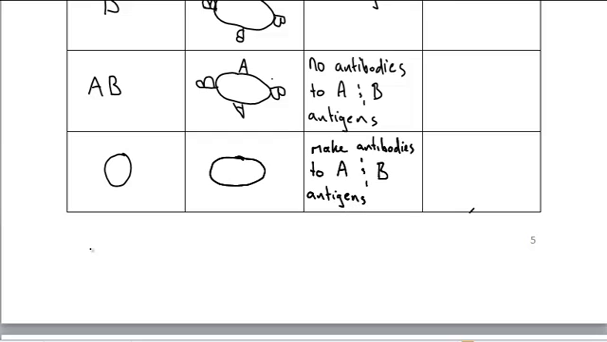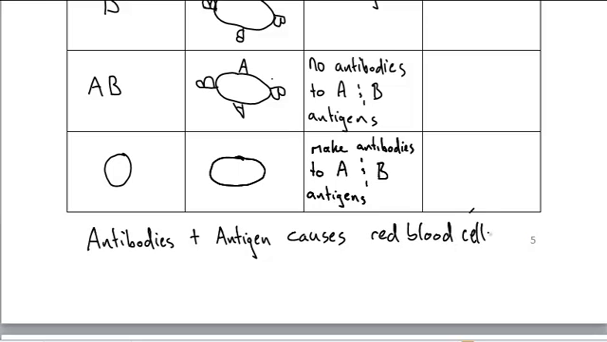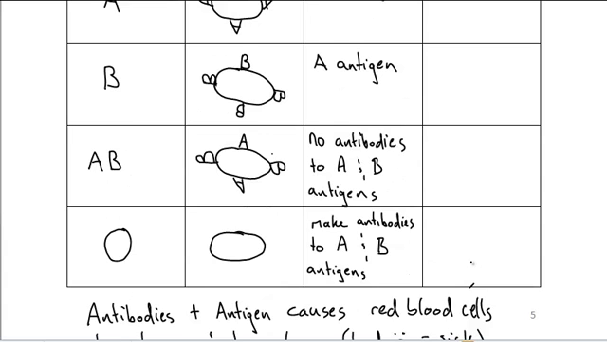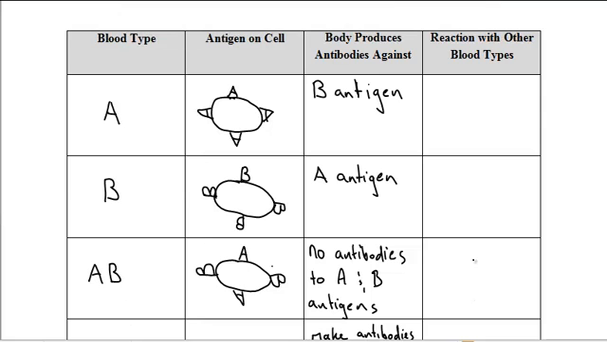Okay, now if you have the antibodies plus antigen, it causes red blood cells to clump and hemolyze. Okay, this is bad. If you have antibody A and you get antigen A into your blood, it will clump and hemolyze, and it's bad because it will make you very sick to the point that if you get enough of that happening, you will die. And this is why we can't give blood from anyone just to anyone else.